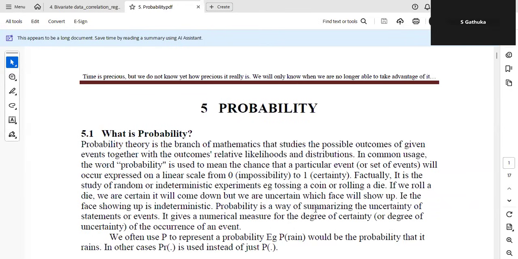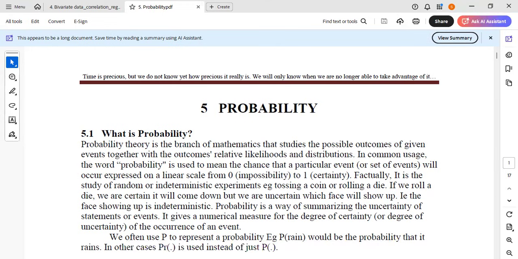Our topic today is on probability. So, like I said, our topic is on probability. I want to believe that everyone can now see my screen. I'm sharing.